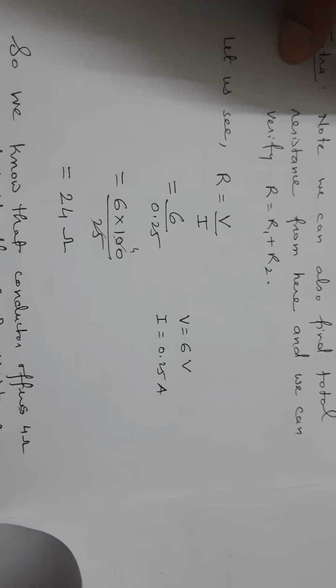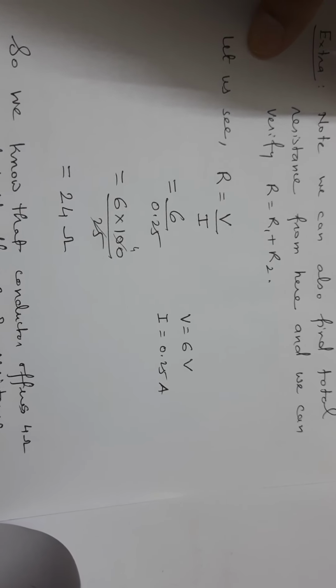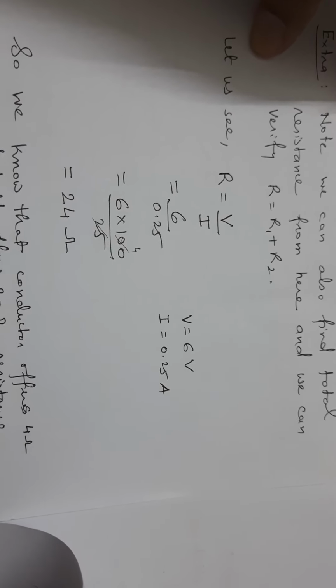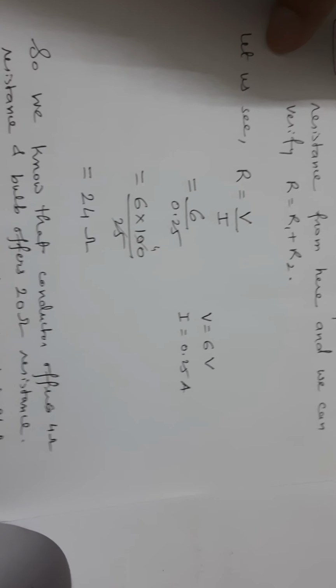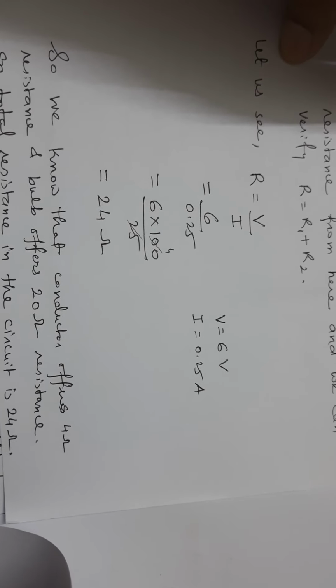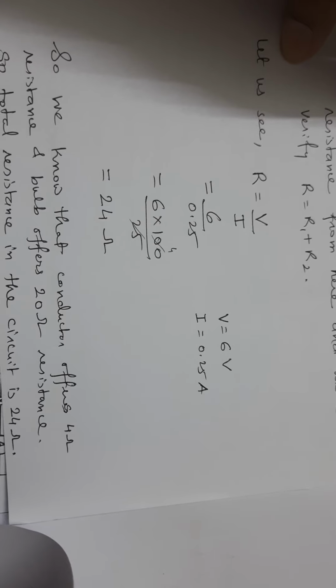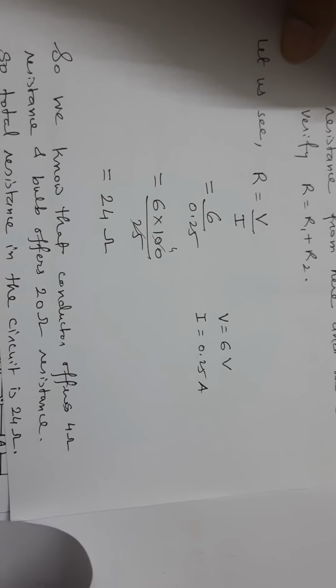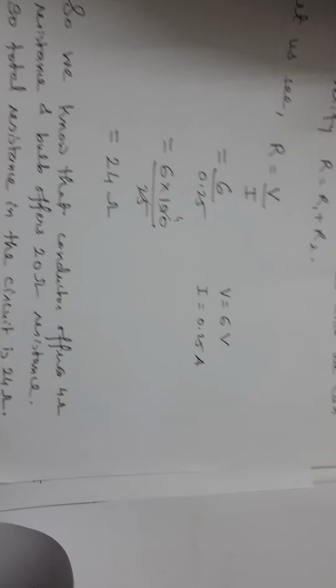R is equal to R1 plus R2. That was 4 plus 20 and it came 24. So we know that conductor offers 4 ohm resistance and bulb offers 20 ohm resistance. So the total resistance in the circuit is going to be 24 ohm. Okay.